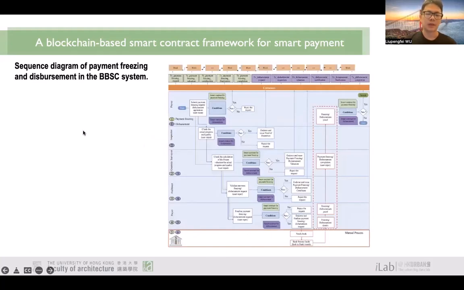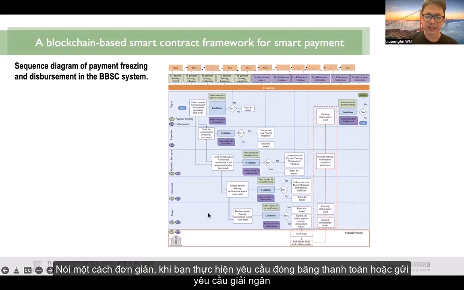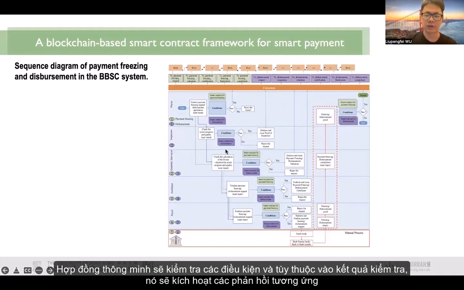In order to develop a fully operable system, we need to carefully design the sequence of the payment freezing and disbursement process. This figure indicates the sequence of each process. Simply speaking, when you make the payment freezing request or submit the disbursement application request, the smart contract will check the conditions, and depending on the check results, it will trigger the corresponding responses.